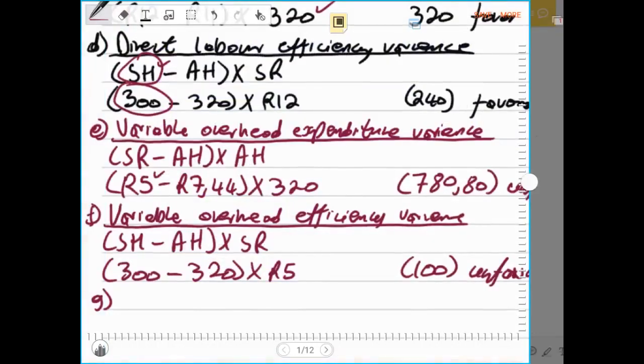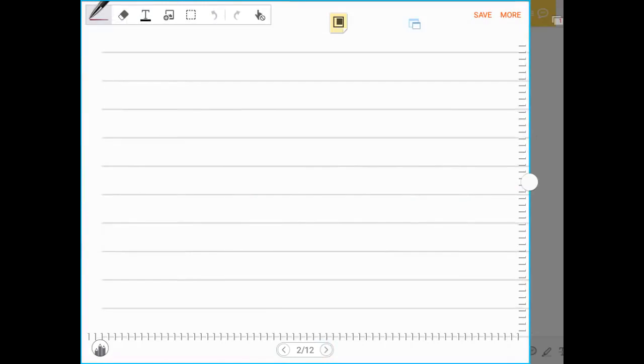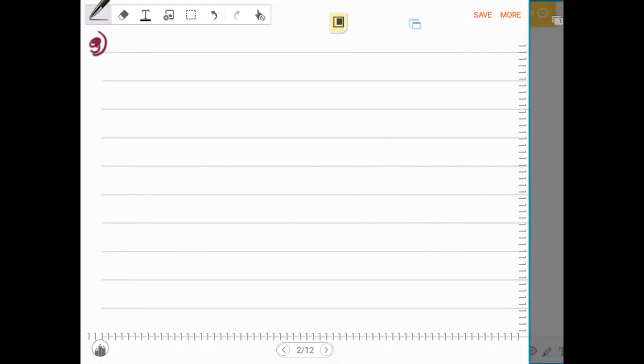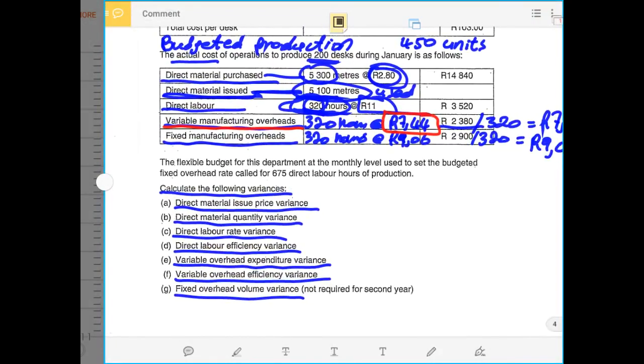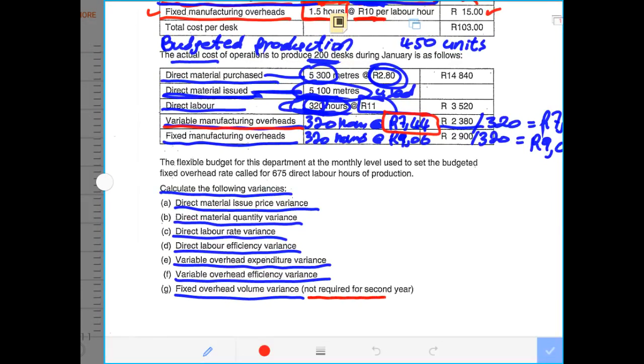Let us do the fixed overhead expenditure, because they tell us that the volume one is not for second year. So now we are changing the requirement. We don't do what is not asked, because they say the fixed overhead volume variance is not required for second year. So now let us do the expenditure variance.